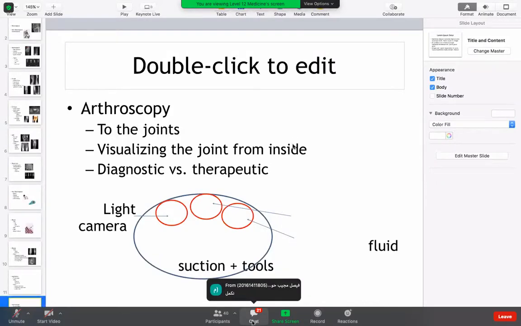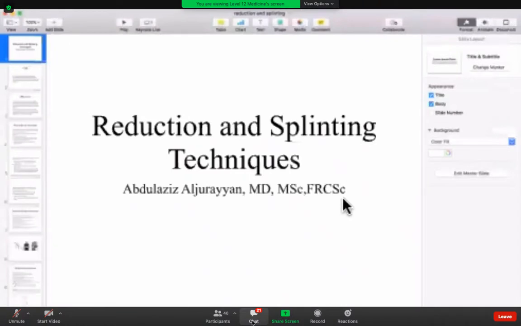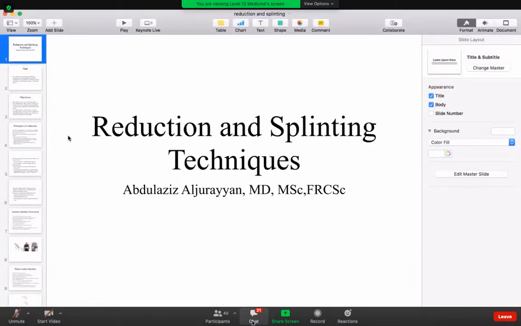التوتوريال هذا عن الريدكشن. لحظة، ظاهر عندكم الشير؟ ايه دكتور طالع. Reduction and splinting techniques.